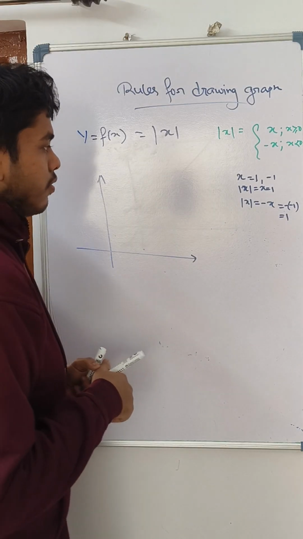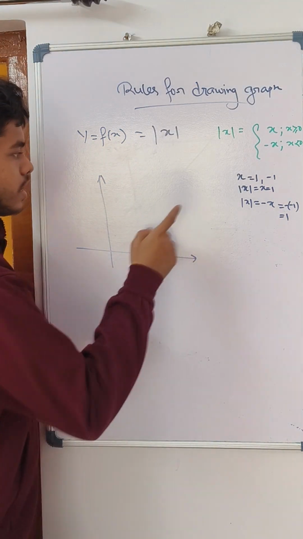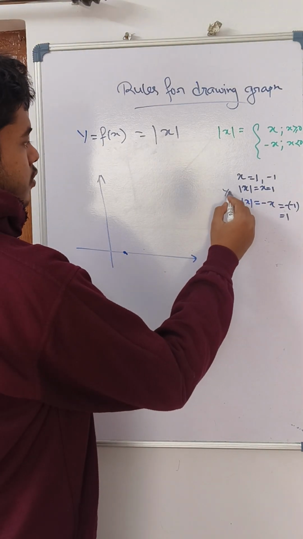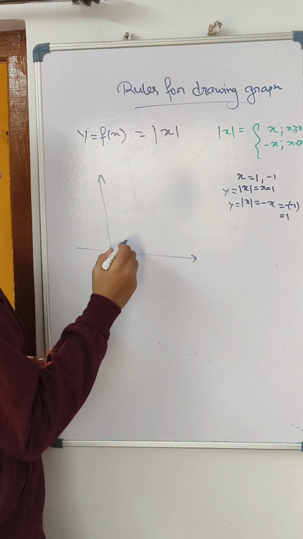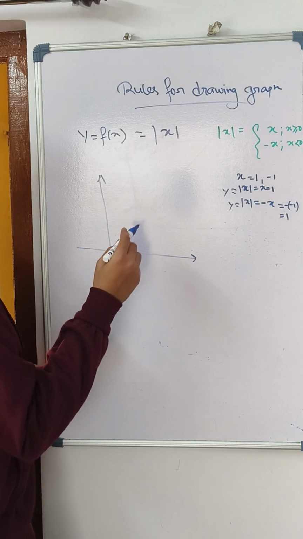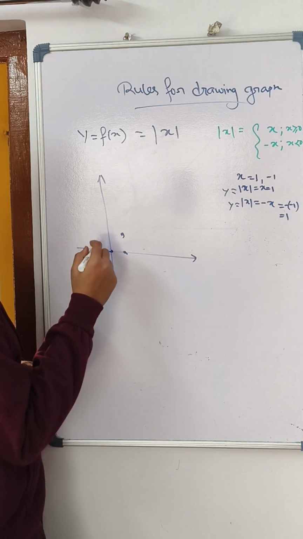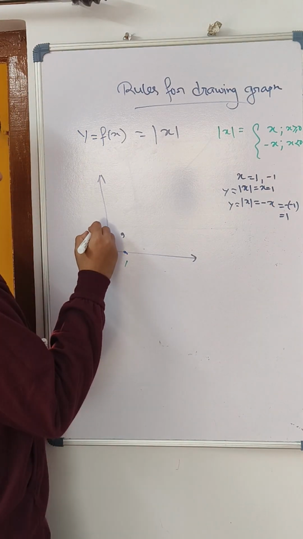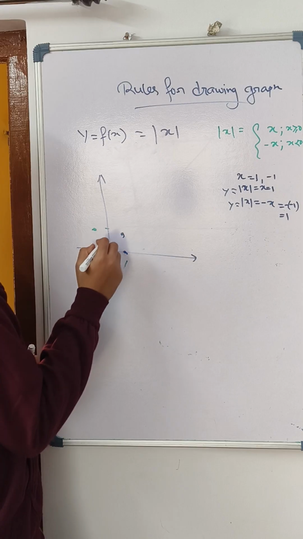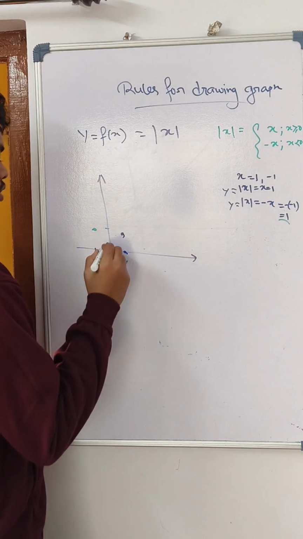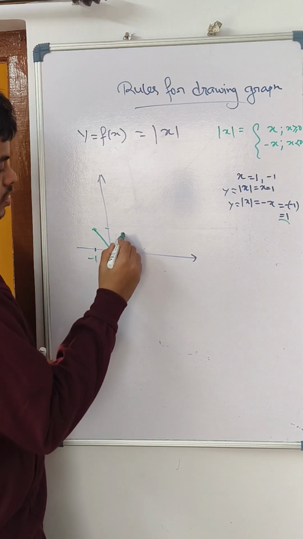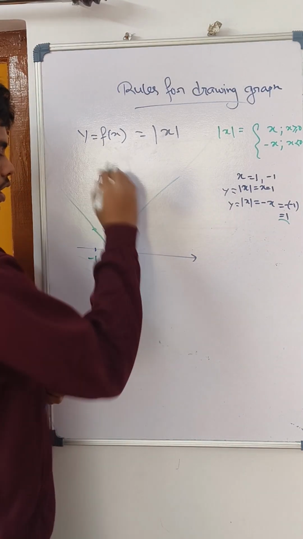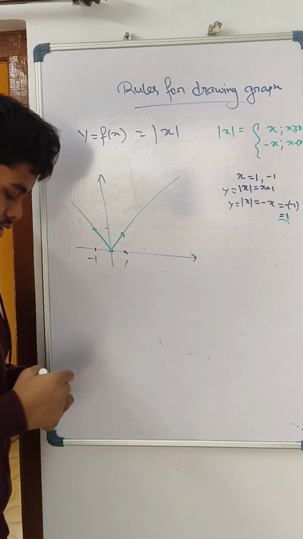Second, look for the values. So if x is 1, y equals mod x is also 1. At 0, it is 0, and at minus 1, y is also 1. So this, and if you plot more values, it will be like this.